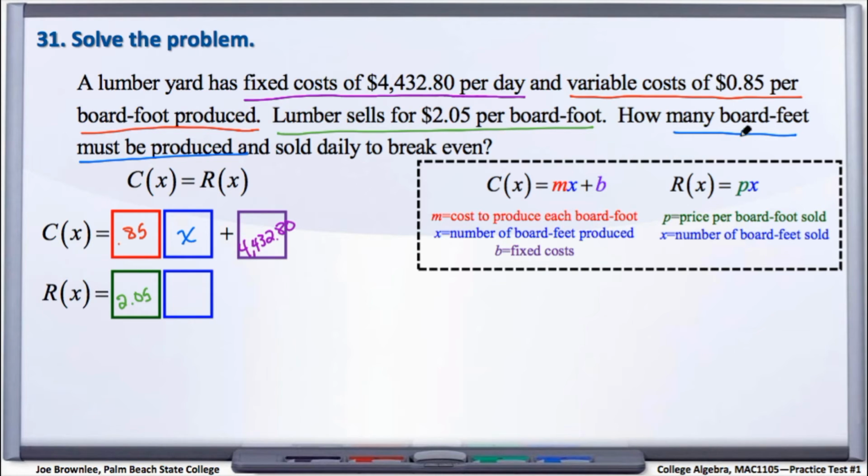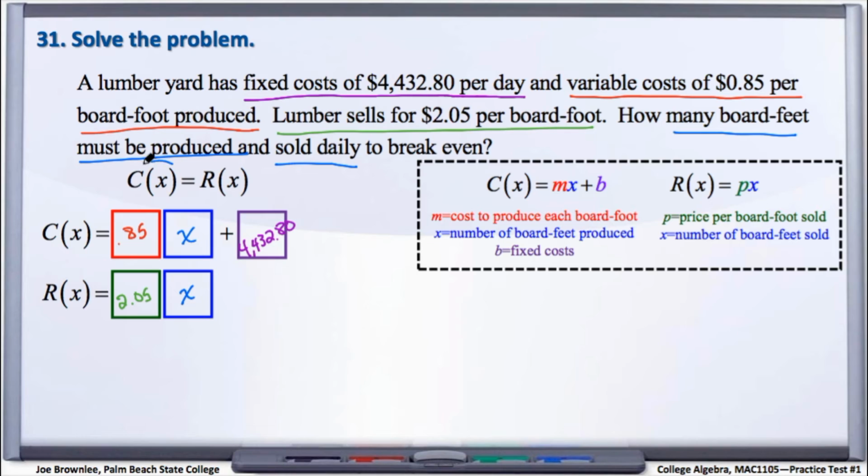And again, the x in the revenue function is the number of board feet sold. Well, we don't know how many board feet have been sold. That's what we're trying to find. So we'll let that be x. And again, x is what we're trying to solve for in number 31. We're trying to find out how many board feet must be produced and sold daily to break even. Break even meaning the company, or in this case lumberyard, isn't making any money, but they're also not losing any money. All right, so we've got our cost function, we've got our revenue function.